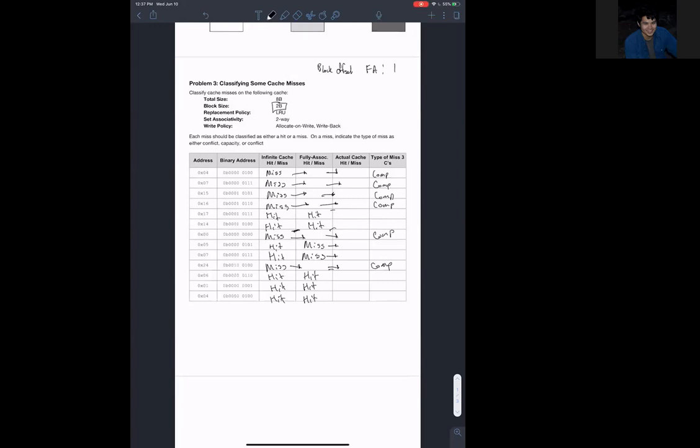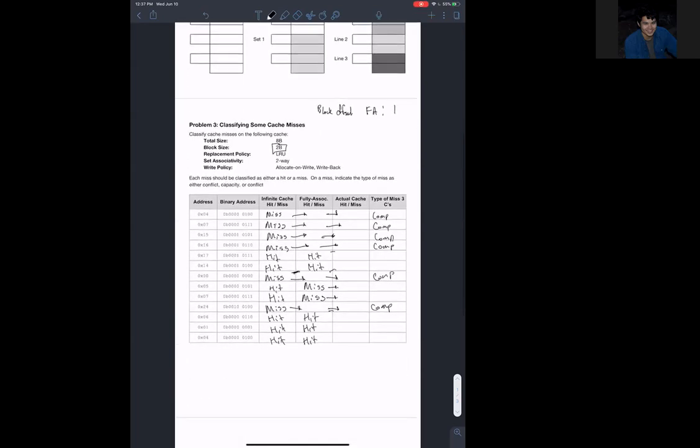And the really important thing to note is, firstly, how many sets do we have in this problem? Yeah, capacity miss, right. I forgot about that. Oh shoot, I'm actually really wrong about that statement I just said.